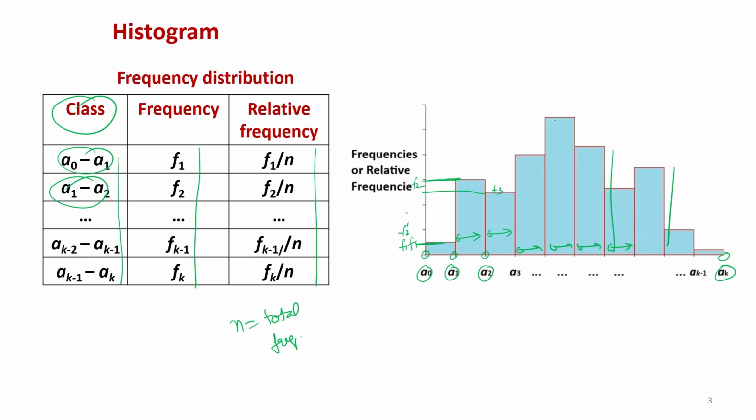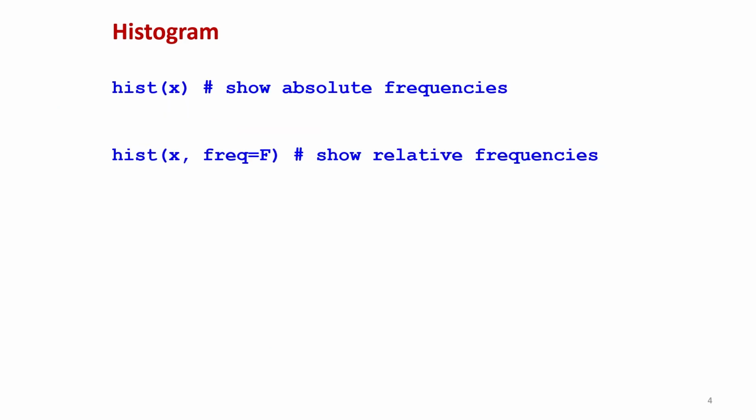Because we are considering the area. The area of each bar is proportional to the frequency or the relative frequency, right? Now, how to create such a histogram in the R software?